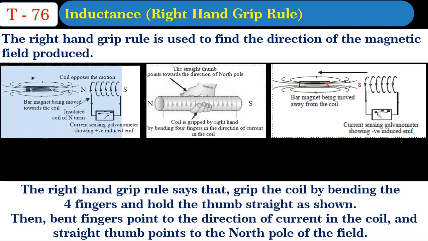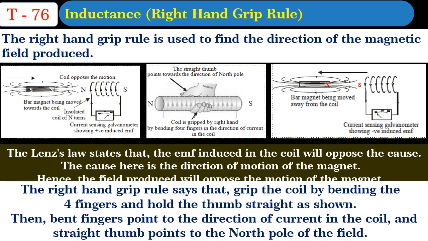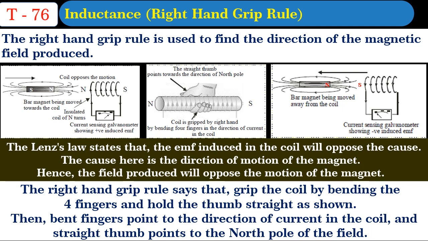Look at the figure which we discussed earlier. When the north pole of the magnet is moved towards the coil, the current is found to flow as shown. If we apply the grip rule, you find that the north pole of the field produced is on the left side as shown. What does this mean? You are trying to move the north pole towards the coil, but the magnetic field produced will try to produce a repelling force. Friends, this is Lenz's law. Lenz's law states that the EMF induced in the coil will oppose the cause. The cause that produces the induced EMF in this coil is the motion of the magnet.